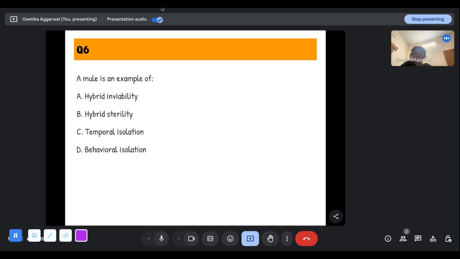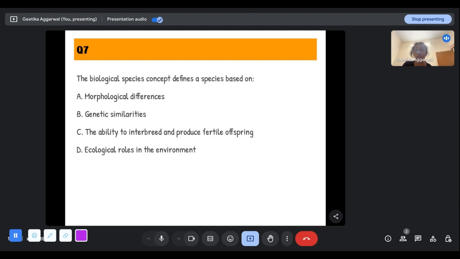So the correct answer to this question, as you might have already guessed, is hybrid sterility. Because mules are viable, you do find them living, but they are not able to reproduce and produce offsprings themselves.